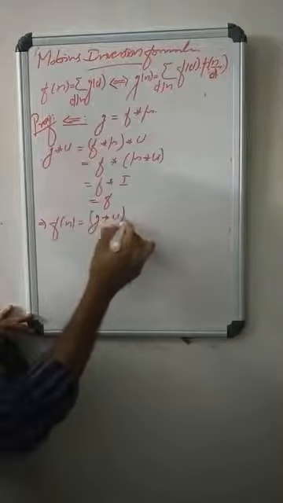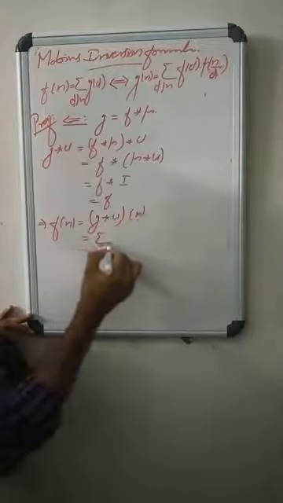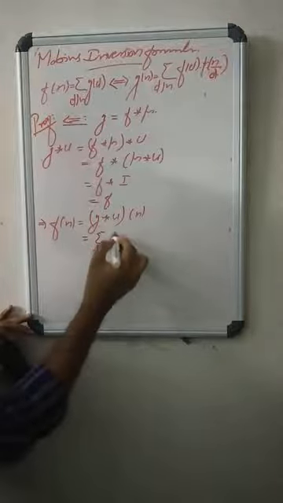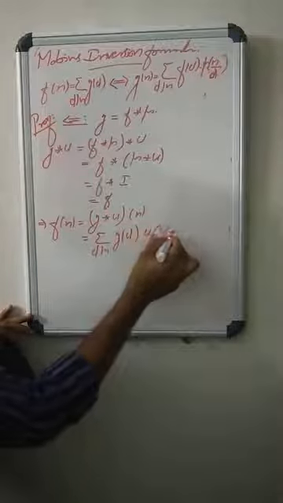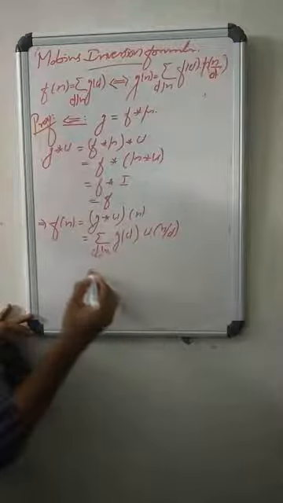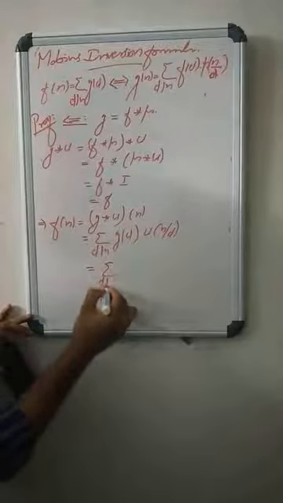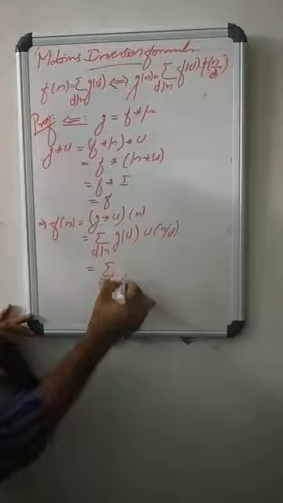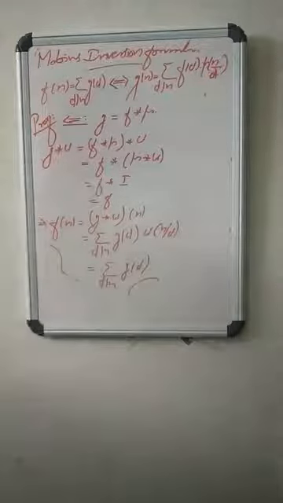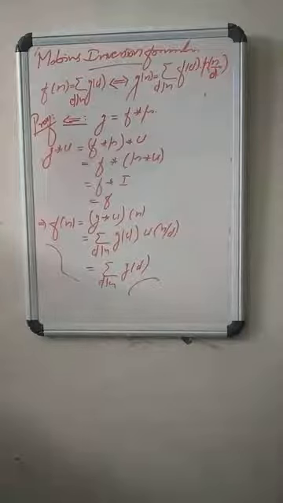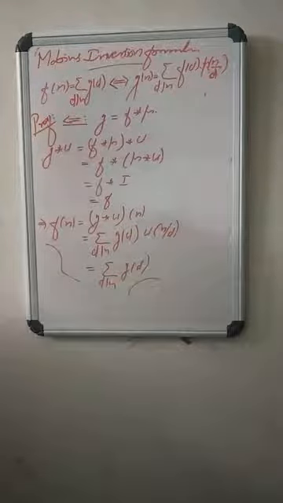G star u of n means sigma d divides n g of d into u of n by d. But u of n by d is 1 by the definition of unit function. So it is sigma d divides n g of d. Thus f of n equals sigma over d divides n g of d. So the reverse inversion is also made. So this is the Mobius inversion formula.